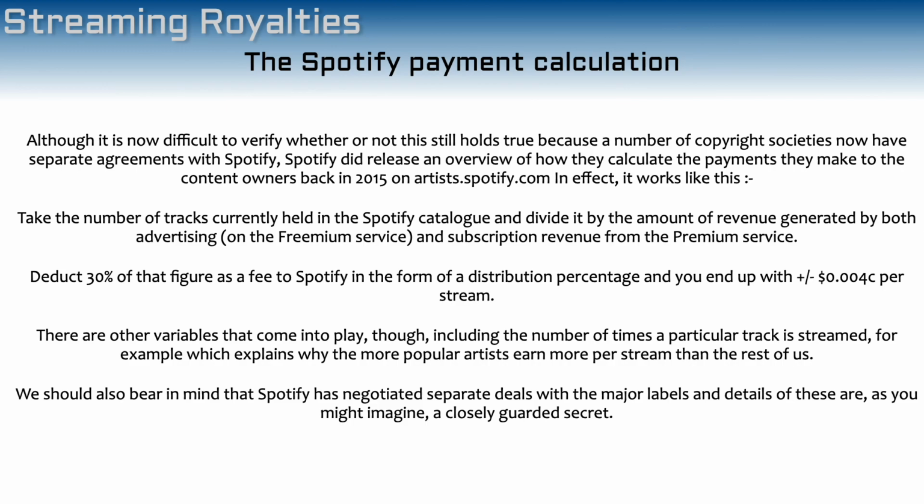Take the number of tracks currently held in the Spotify catalogue and divide it by the amount of revenue generated by both advertising on the freemium service and subscription revenue from the premium service. Deduct 30% of that figure as a fee to Spotify in the form of a distribution percentage, and you end up with the plus or minus 0.004 cents per stream.